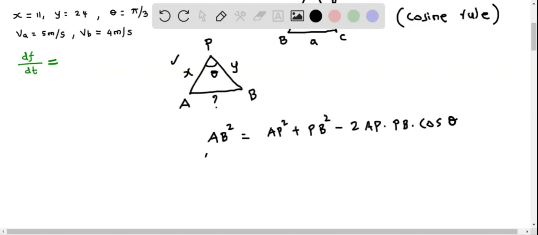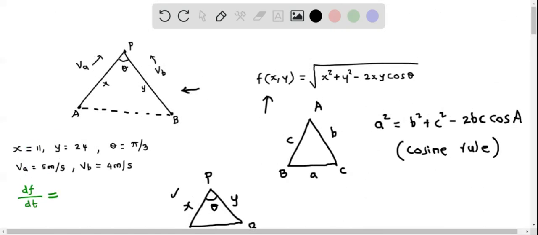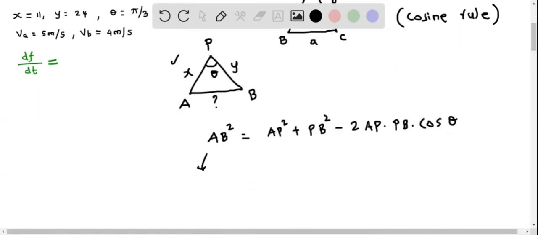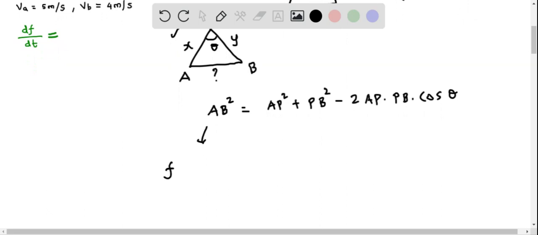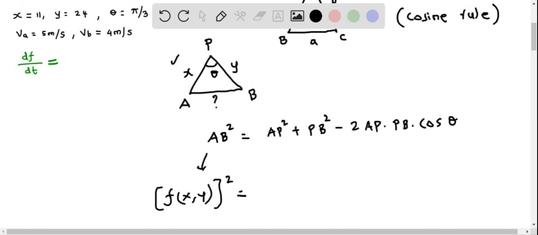Now we can replace AB by f of xy, because it is the distance between the two persons, Matthew and Jessica, which is represented by f of xy. So therefore this becomes f of xy, quantity squared, and this equals AP, the distance from Matthew to point P, which is represented by x squared, and we can replace PB by y, which is the distance from Jessica to the point P, minus 2 times AP replaced as x, and PB replaced as y, and then we have this cosine of theta.